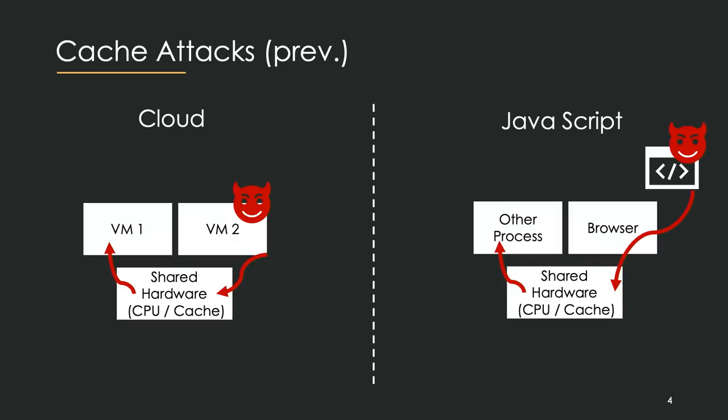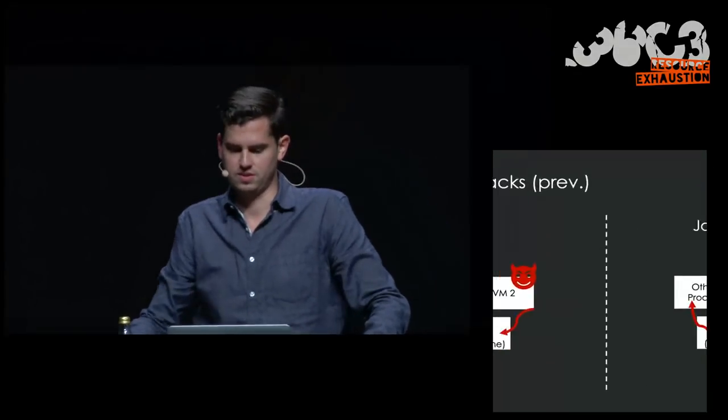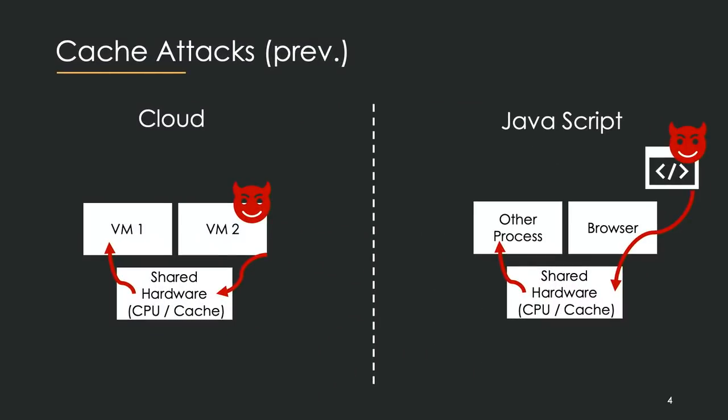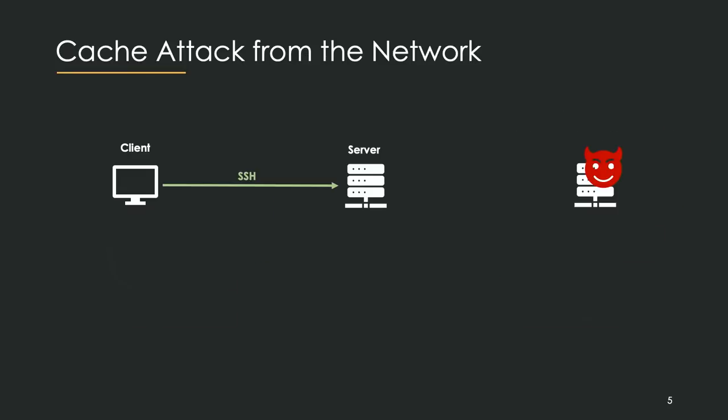Similarly, with JavaScript, a malicious JavaScript gets served to your browser, which then executes it. And because you share the resource on your computer, it can also attack other processes. This JavaScript thing gives you the feeling of remoteness, right? But still, it requires this JavaScript to be executed on your machine to be actually effective. So we wanted to really push this further and have a true network cache attack.